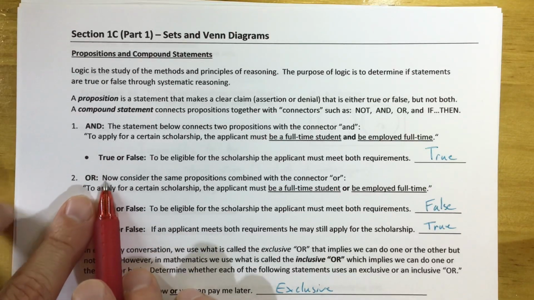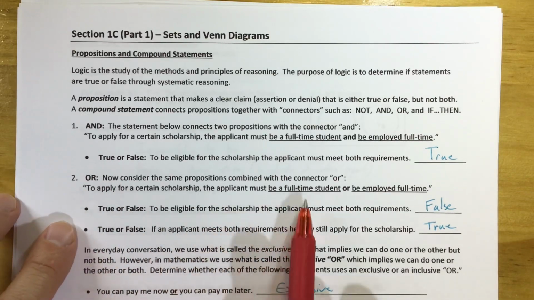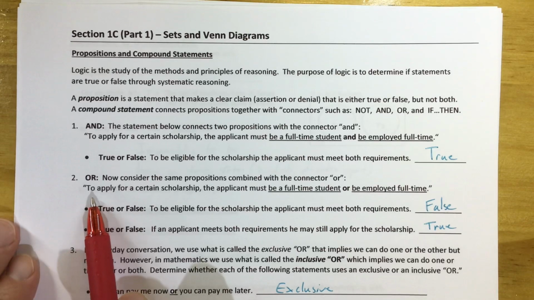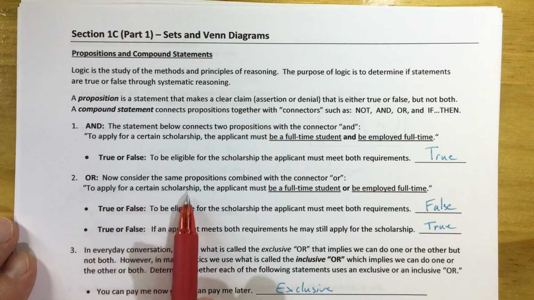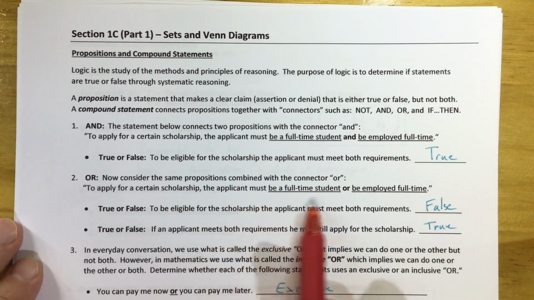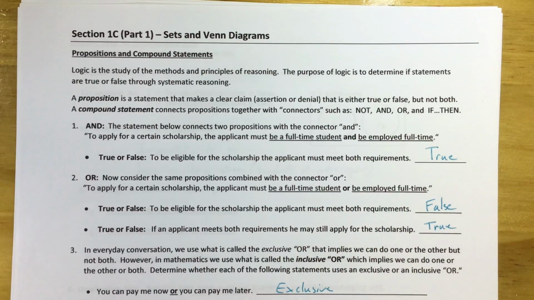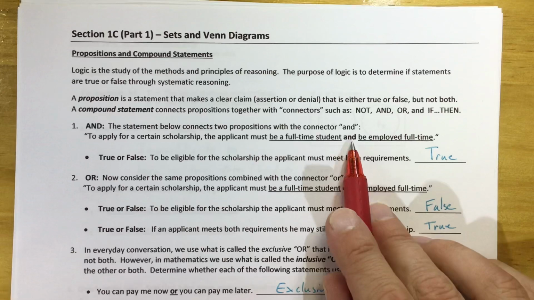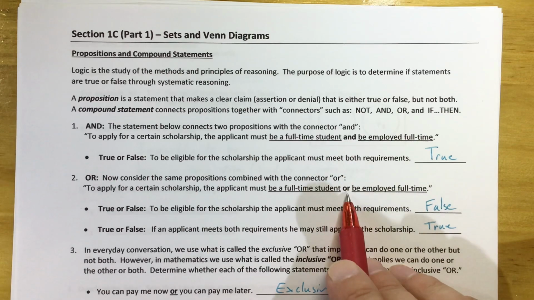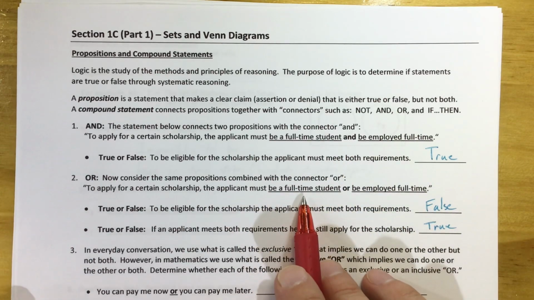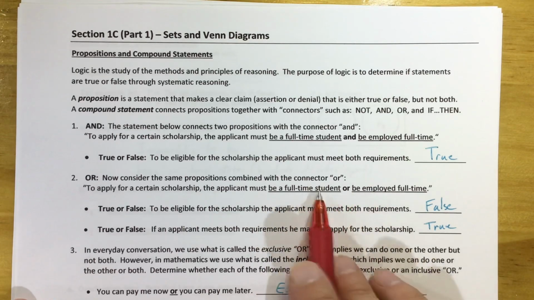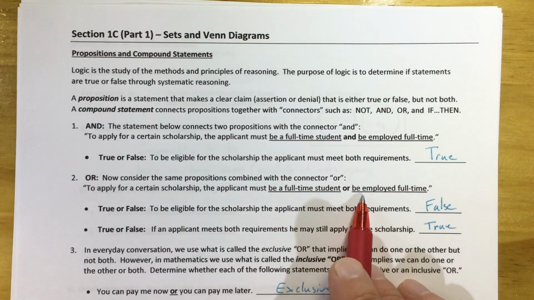Okay, an or statement. Let's see, our statement given here, to apply for a certain scholarship, the applicant must be a full-time student or employed full-time. So it's almost the same thing, right? One word is actually changed in this thing. We switch it from and to or. Okay, so then what that tells us is you don't need to meet both of these requirements. This is how we read it in normal language. You don't have to meet these requirements.